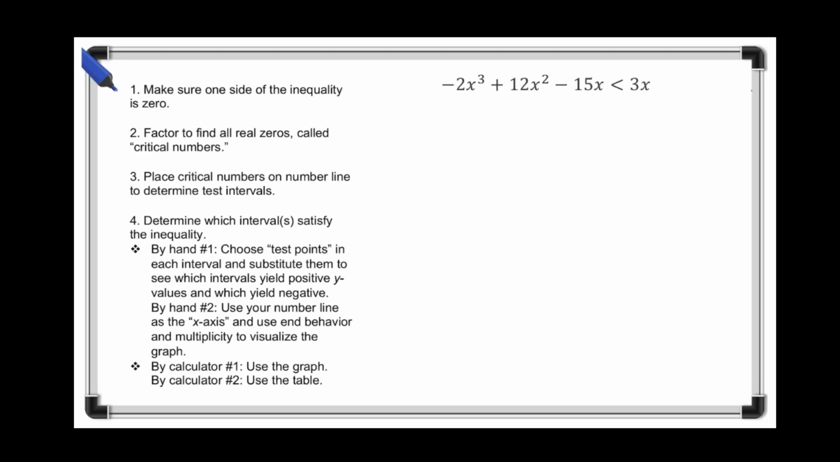Okay, here we go. Last question. Again, let's make sure that one side of your inequality is 0. So we're going to subtract 3x on both sides. You will get -2x cubed plus 12x squared minus 18x is less than 0.